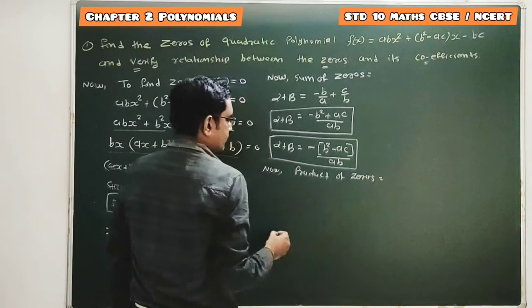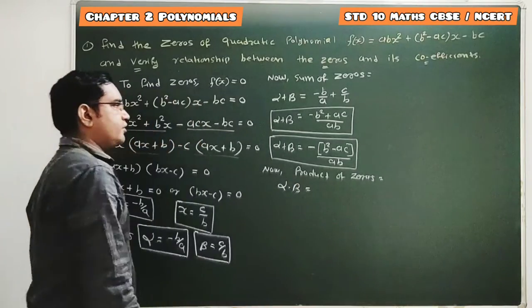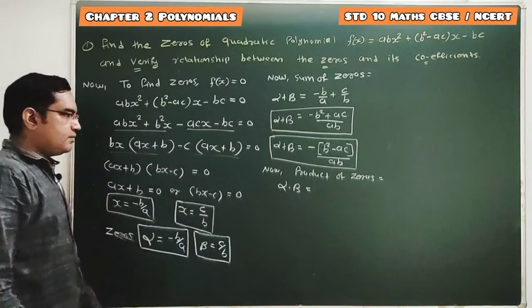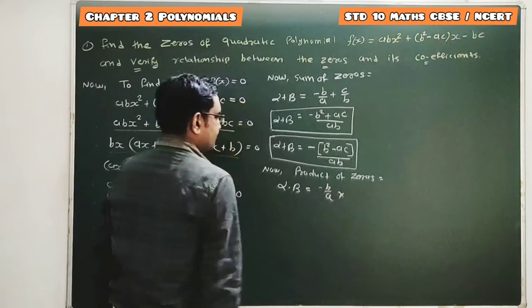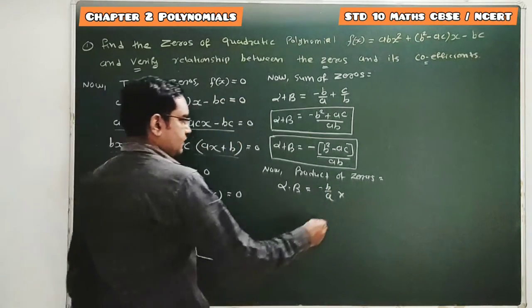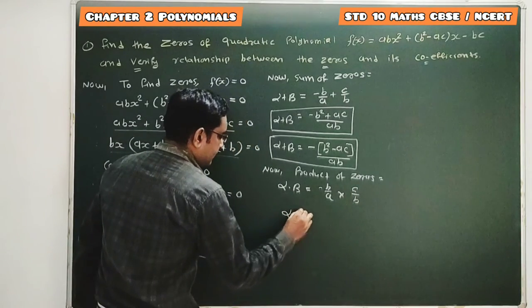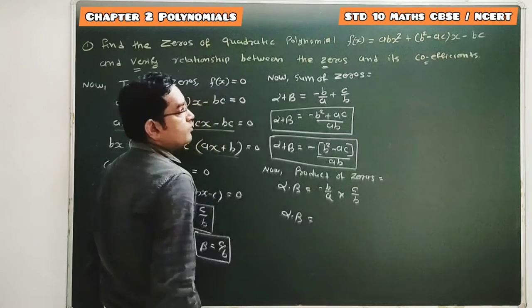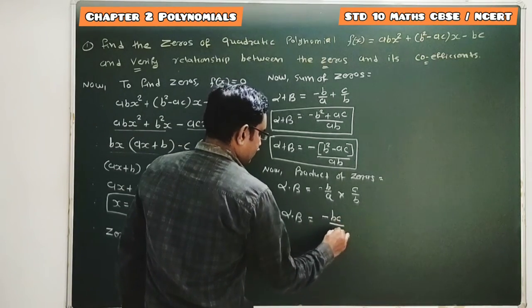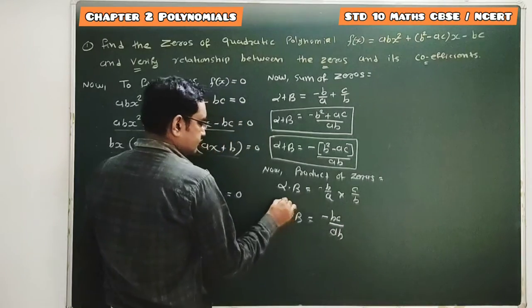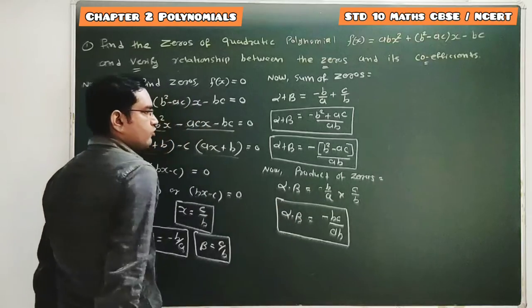So what is the product of zeros? It's alpha into beta, the product of zeros, where alpha is minus b by a, and beta is c by b. So alpha dot beta equals minus bc by ab. Done. So this is our sum of zeros and product of zeros.